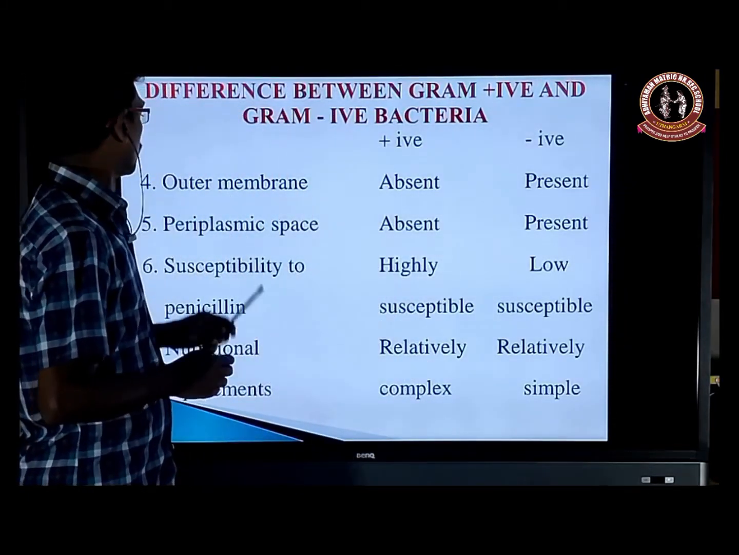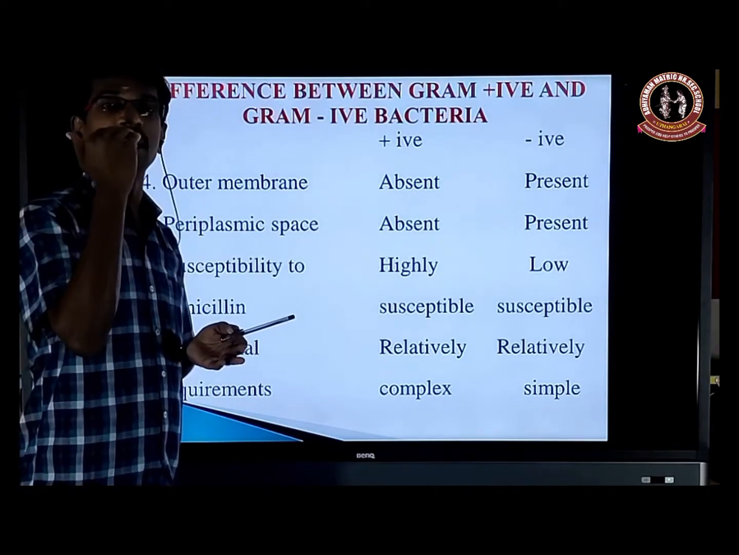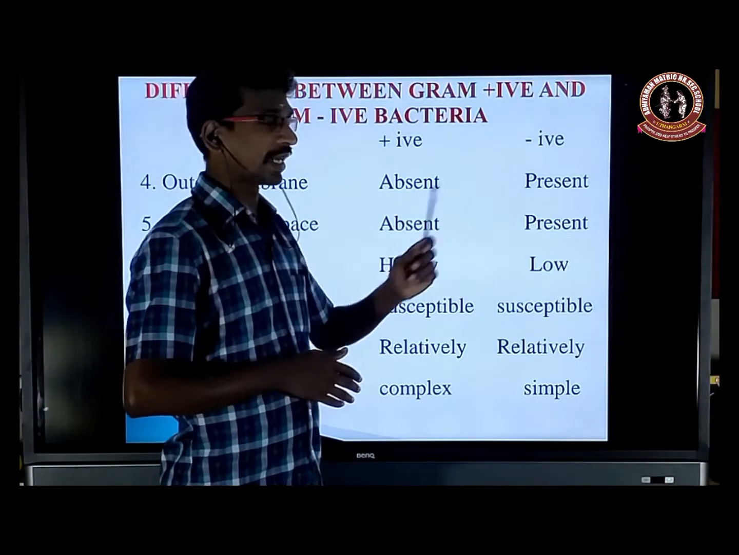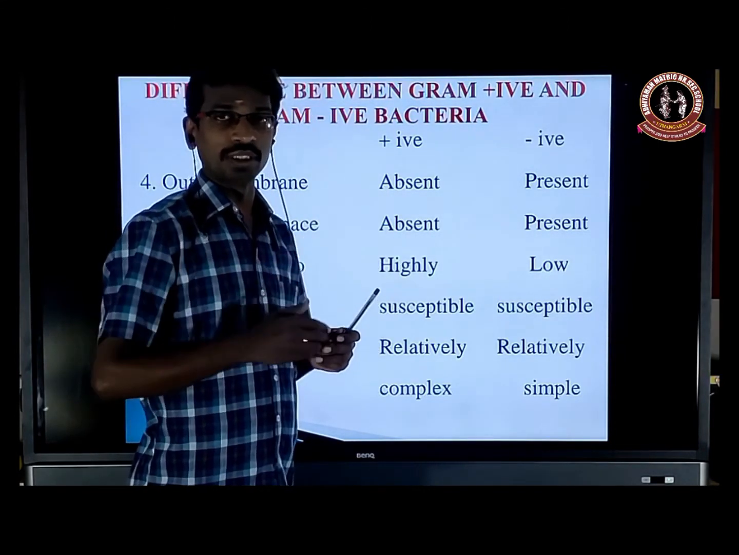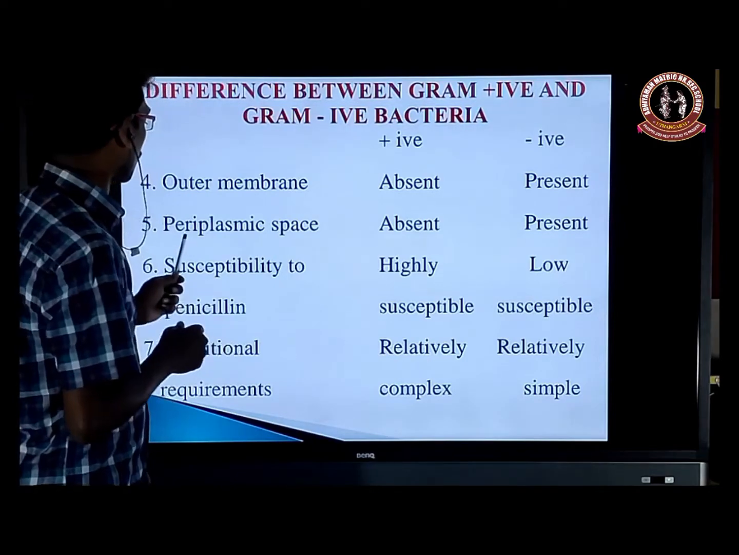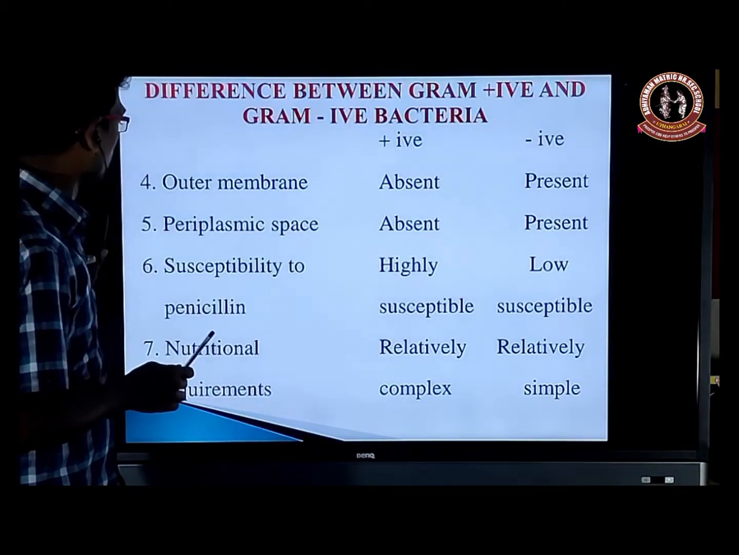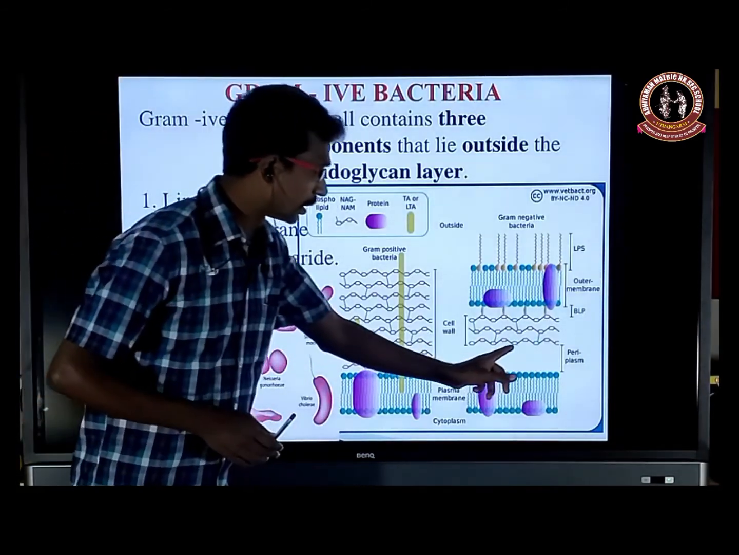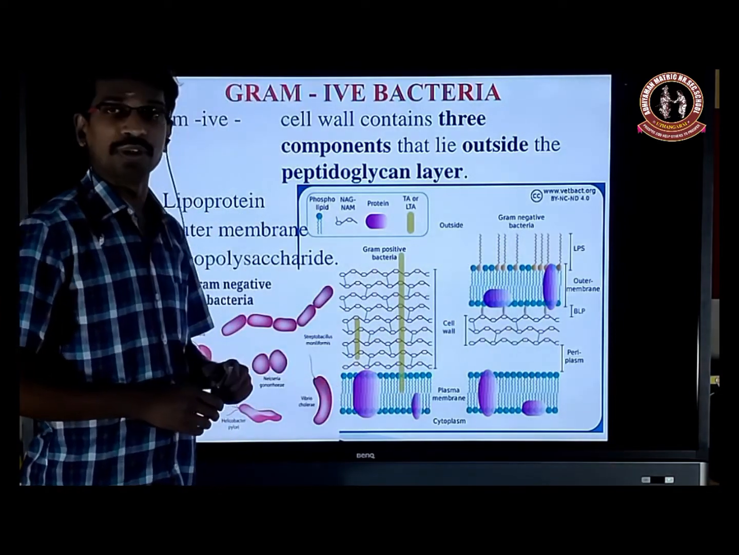So, another difference is the outer membrane. In gram positive there is no outer membrane because the cell wall is the outermost boundary of the cell. There is no more layer. But in gram negative, a different layer is present: three layers, lipoprotein and outer membrane. So a different layer is present outer to the cell wall. Periplasmic space is absent in gram positive and present in gram negative. Already I told you about periplasmic space. It is only present in gram negative, not in gram positive.